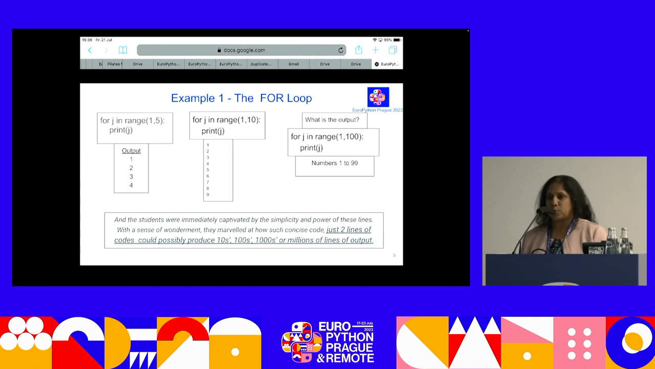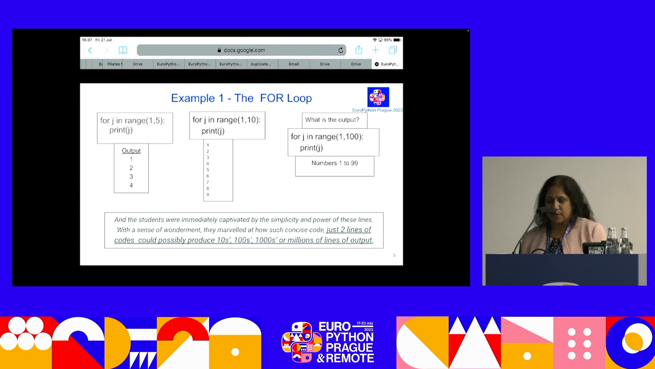For j in range 1, 5, print j. What is the output? "1, 2, 3, 4," a young student answered in an animated fashion. I explained how it was working. The first value of j is 1, you print 1. The second value of j is 2, you print 2. The third value is 3, you print 3. And the fourth value is 4, and you print 4. And you don't go up to the 5.